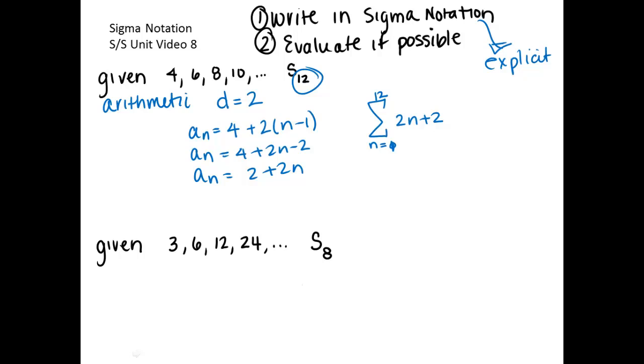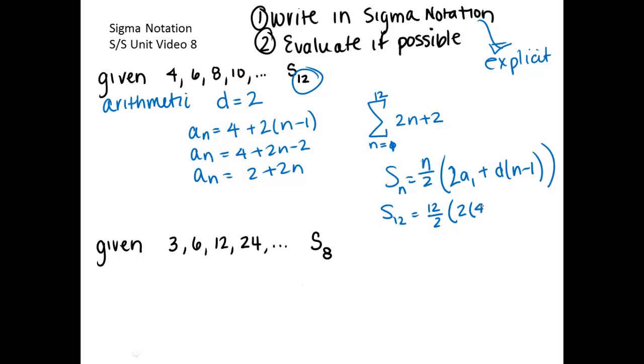So I need to know my sum formula, and my sum formula is n over 2 times 2 times a sub 1 plus d times n minus 1, and I'm looking for s sub n. So I'm going to substitute in all the values that I know. I know that my n is 12. I know that my a sub 1 is 4. I know my d value is 2, and then I've got 12 minus 1 again.